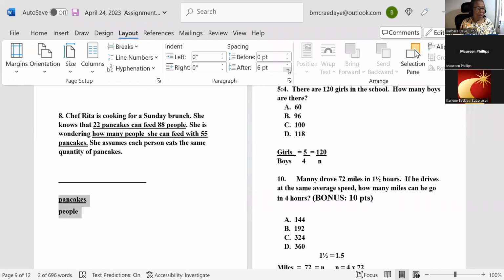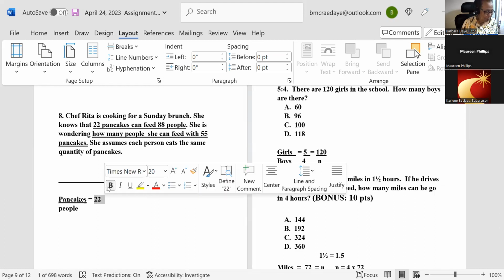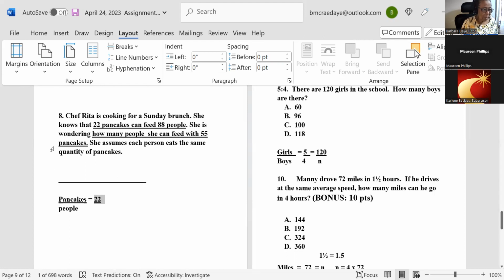And then it's pancakes over X, right? So you're trying to find how many people she can feed with 55. So 22 pancakes feed 88, right? So you've got that over the number of people, 88.